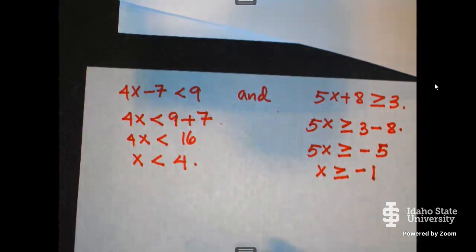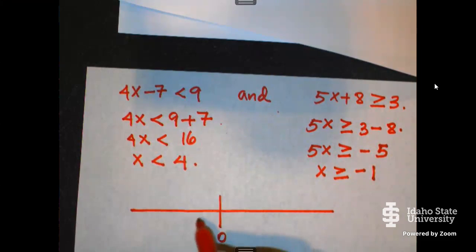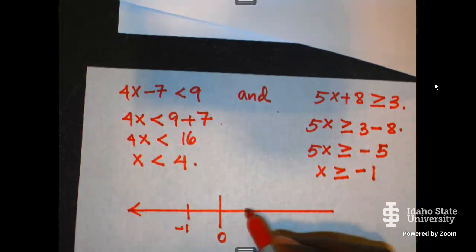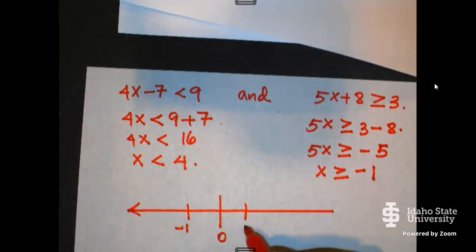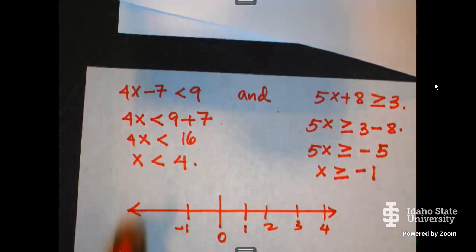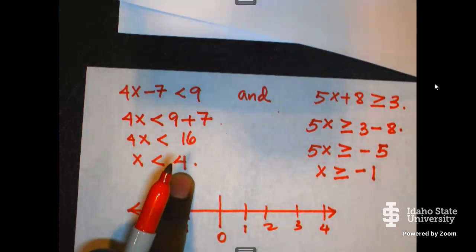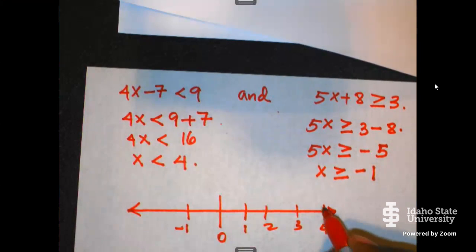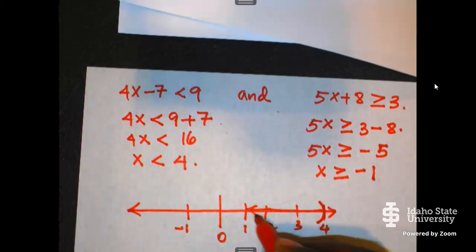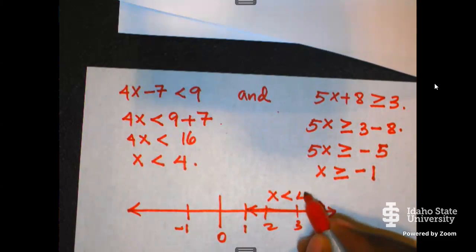So then we draw the graph for each one of them. So 0 here. So we have, let's say, 1, minus 1. Then it goes that way. This one is 1, 2, 3, 4. Goes that way. So x is less than 4. So this one is x less than 4.